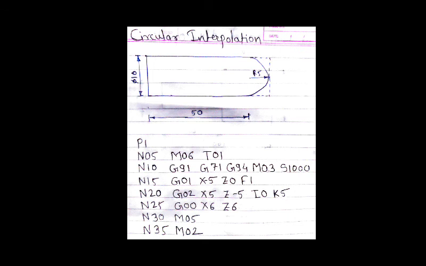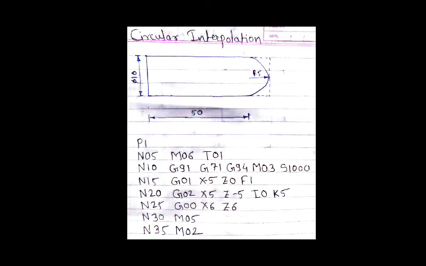G01 for linear interpolation. Then G02 for circular interpolation clockwise. I and K are the circle parameters. G00 is rapid traverse, M05 is for spindle stop, M02 is for end of the program. In such a way we can do the programming.